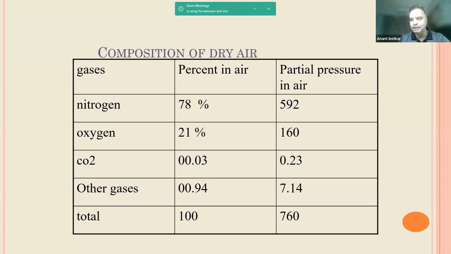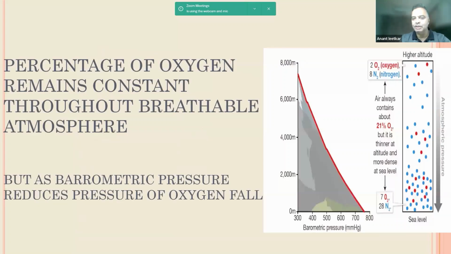And our main concern is oxygen, that is 21%. So oxygen exerts 21% of 760 mmHg, so it is approximately 160 mmHg, the partial pressure of oxygen in routine dry air. Whenever it comes to routine air, there is some water vapor pressure, so the oxygen pressure reduces a little bit. The percentage of oxygen remains constant throughout the breathable air. So that 21%, that is FiO2, remains the same at all atmospheric pressures. That means at sea level, where the barometric pressure is 760 mmHg, it's going to be 21%.